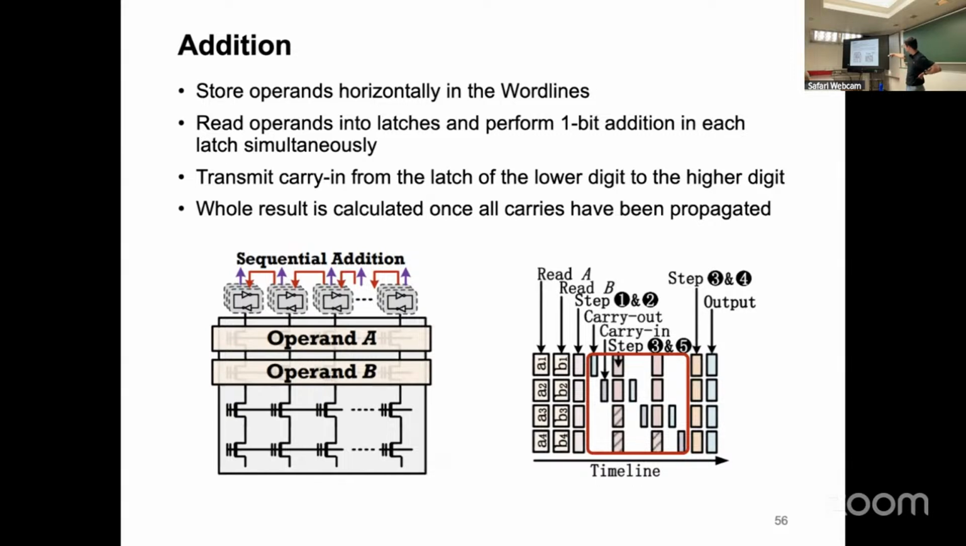So with a 1-bit full adder, we can implement additions for high bit widths. We store the operands horizontally in the word lines, and then read both operands into the page buffer, and then we can execute steps 1 and 2 simultaneously for all the digits. However, since we have the data dependency on the carry-in, we have to sequentially let the carry-in propagate through all the digits, and we have quite low utilization. And in the end, we can finish the calculation again simultaneously and then output the result.